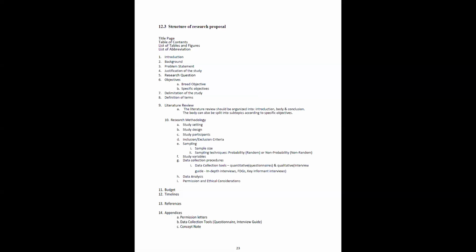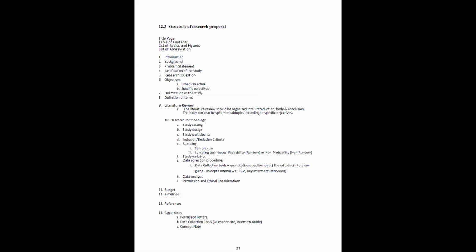What things are you going to collect information on? Then how you are going to collect your data, your questionnaires, whatever method you are going to use to collect your data. Then how you are going to analyze your data. You plan these things before conducting the research. Then the permission and ethical issues, and the ethics which you are going to consider. So that will be your methodology.